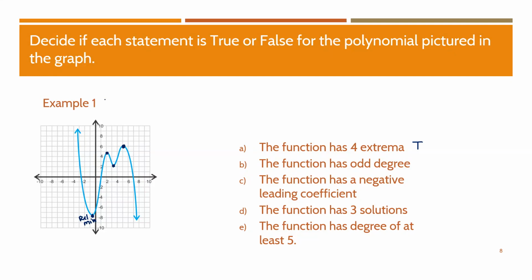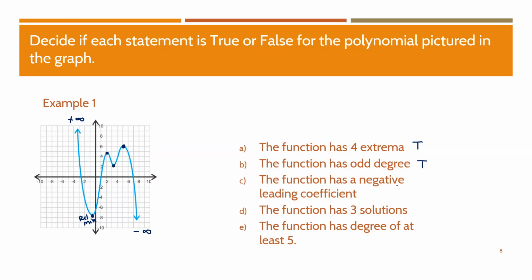Next, it says the function has an odd degree. So the one way that I can tell that, and there are a couple ways, but as I look at the left side of the graph, it's headed towards positive infinity. The right side of the graph is headed towards negative infinity. And so the two ends of the graph are going opposite directions. That is true for an odd degree. So this is true.